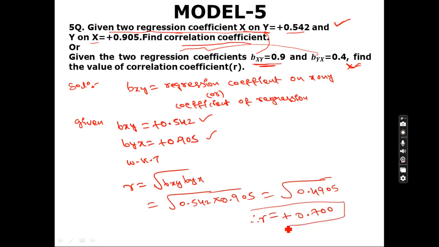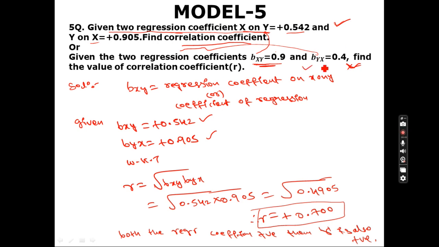If you want, you can write the reason also: both the regression coefficients are positive, then r is also positive. So this is the point you need to write. Similarly, you do the same question.